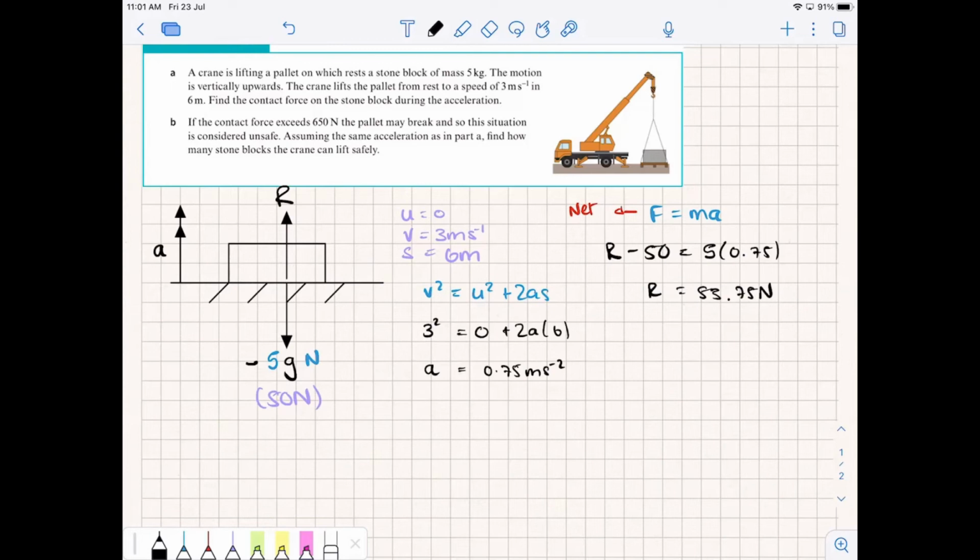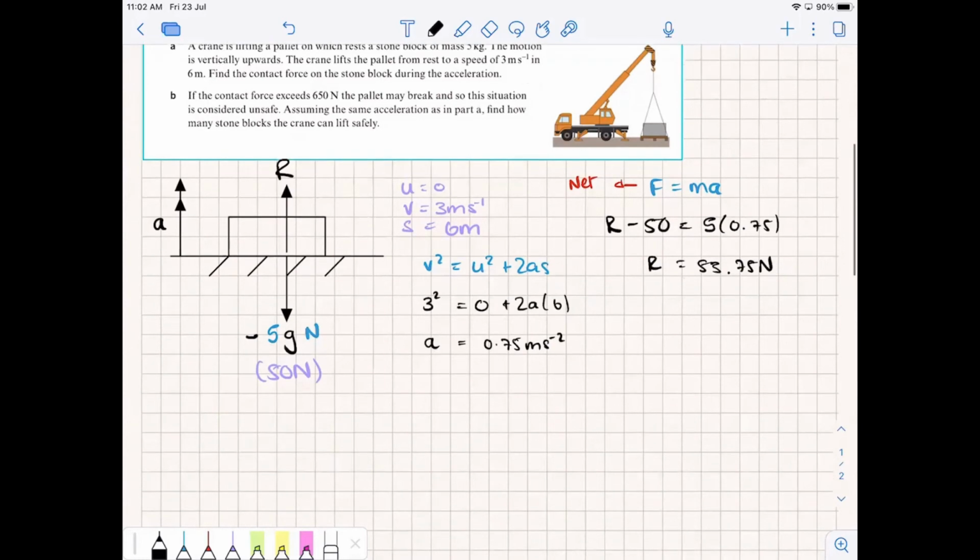Right, question B says, if the contact force exceeds 650 newtons, the pallets will break. Assuming the same acceleration as in part A, find out how many stone blocks the crane can lift safely. Okay? So this is like the table example I used. Sometimes an object can only withstand a certain amount of force before it might break.